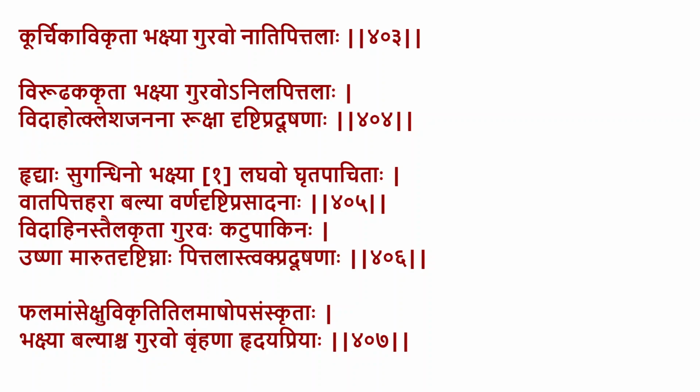The preparation of the sprouted grain would be Guravaha, Anila Pittalaha, Vilaha, Utkeshajanaha, Rukshaha, Drishti Pradushanaha. Sprouted grain prepared food will be Drishti Pradushana. It will affect the eyes. Whereas now we consider sprouted grain as having more vitamins and consider it more favorable for these deficiencies. Anyway, question mark. Now you have all that confusion there.